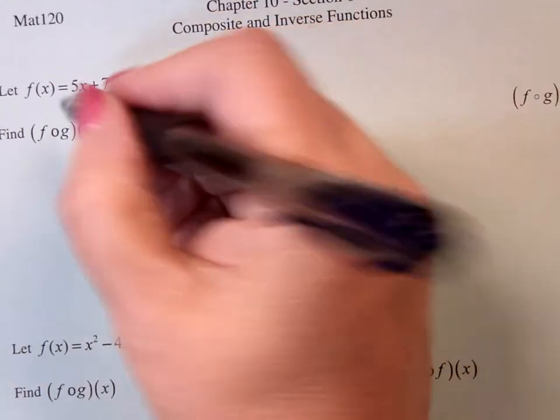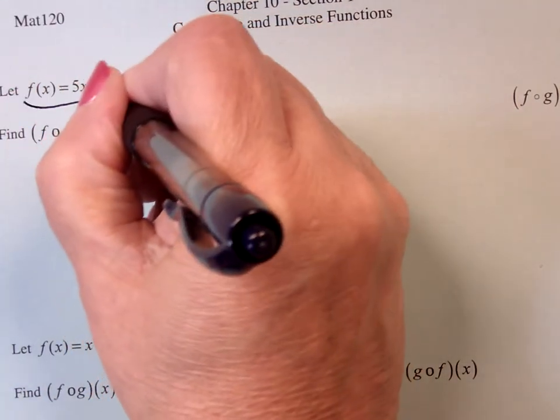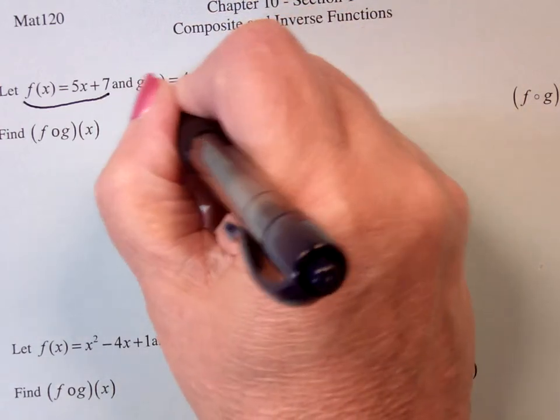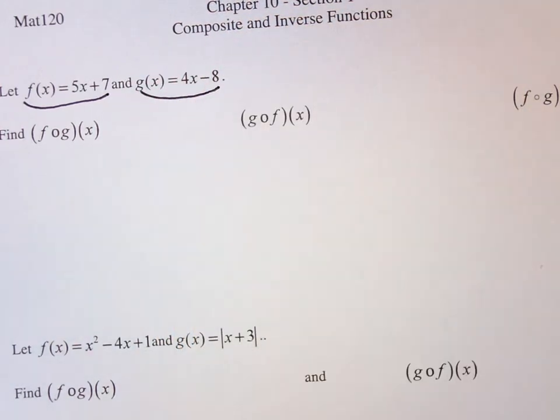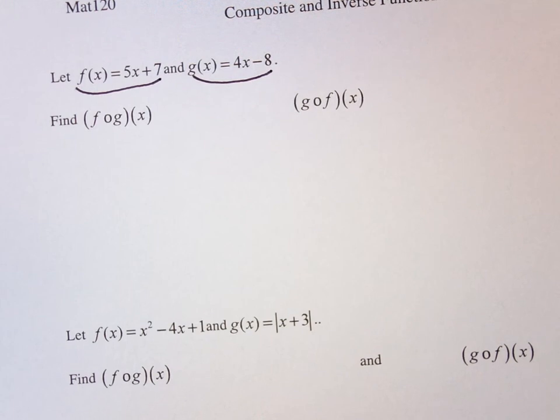Now here are my two functions. f of x is 5x plus 7. g of x is 4x minus 8. And I'm going to combine these two, I'm going to combine them to make a new function from old.